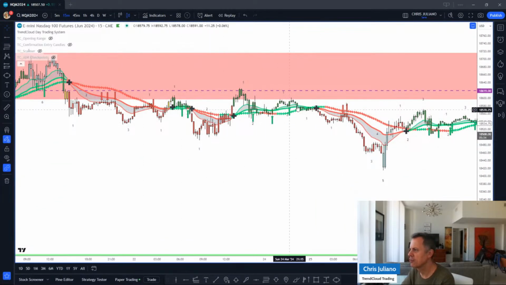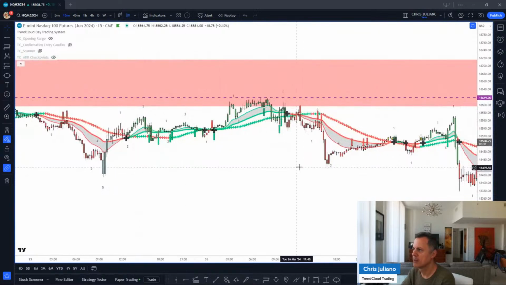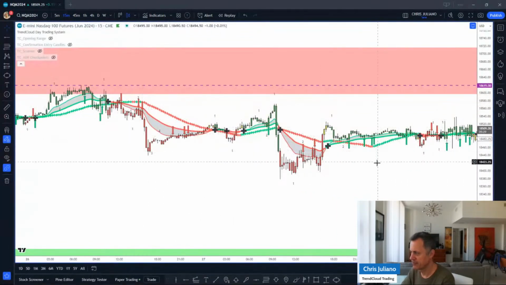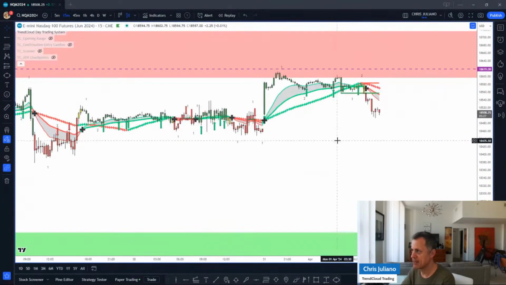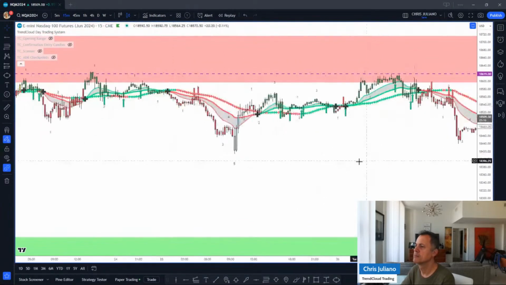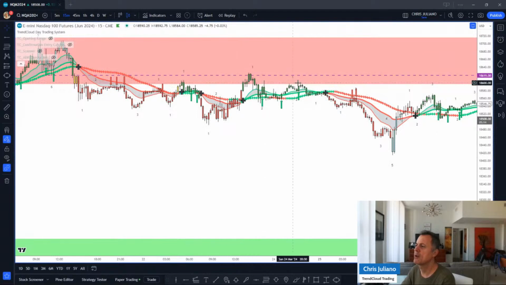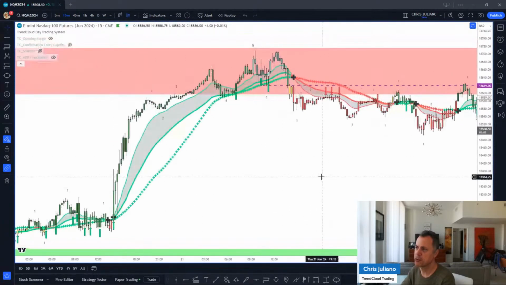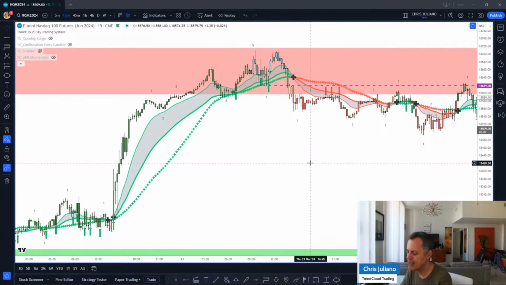Kind of goes sideways until it breaks down. And here we are again, hitting that area on the 15-minute chart. So it doesn't seem to be going past this purple line that we just drew. That's pretty cool, right? I mean, that's a very simple observation.